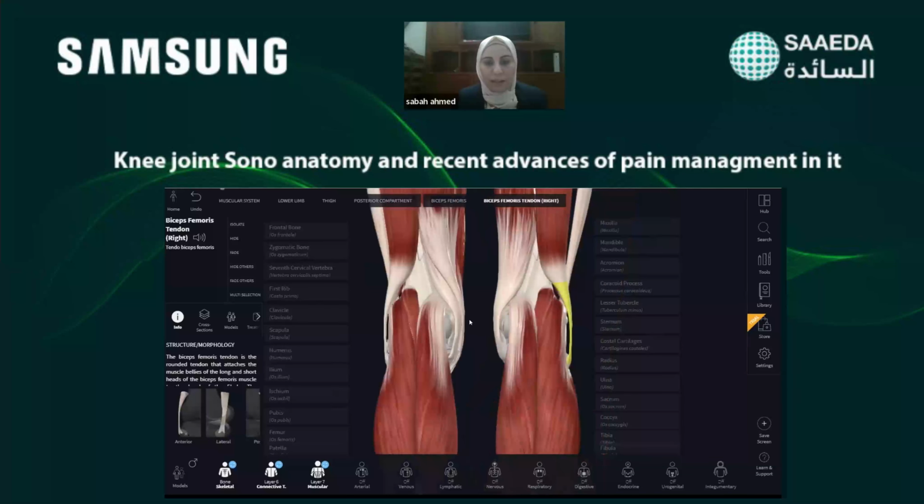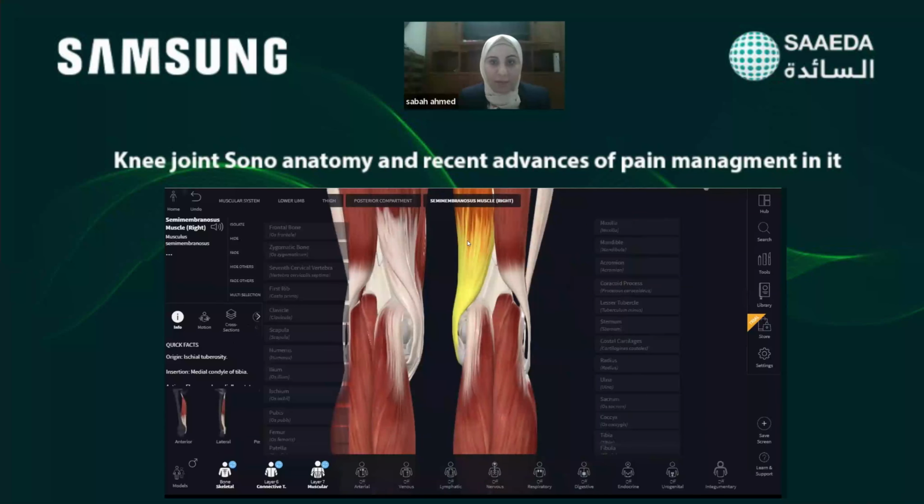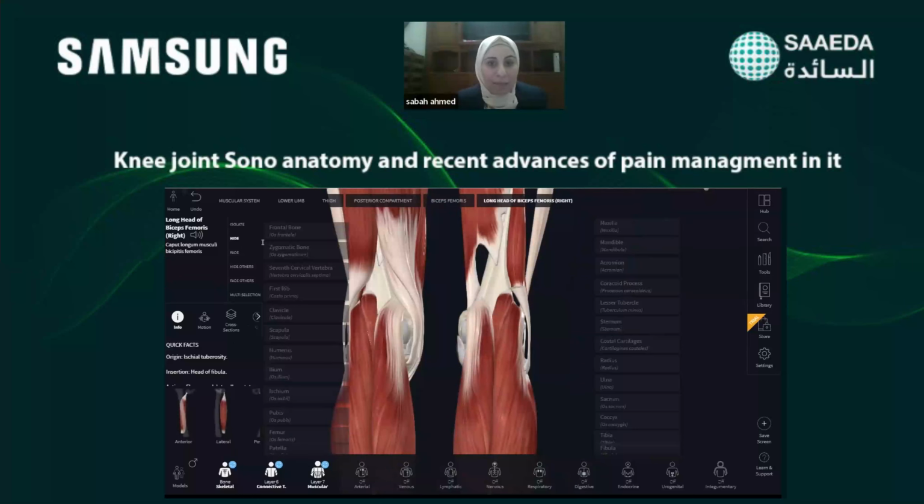So this is the right side. I said that from the medial side, at the posterior side, we should divide into upper part and lower part. The upper part consists of the medial compartment that consists of the upper tendon. This is called semitendinosus, and below it is the semimembranosus tendon. And from the lateral side, we have the long head of biceps femoris tendon and the short head of biceps femoris. These are related to the hamstring muscle. These are related to the upper part of the knee joint.